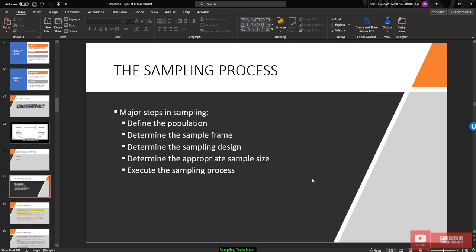How do we execute the sampling process? Here comes the part that you already discussed in the previous lecture, which is the data collection method. You have survey research with a questionnaire, face-to-face interviews, observation, or experiment, right?